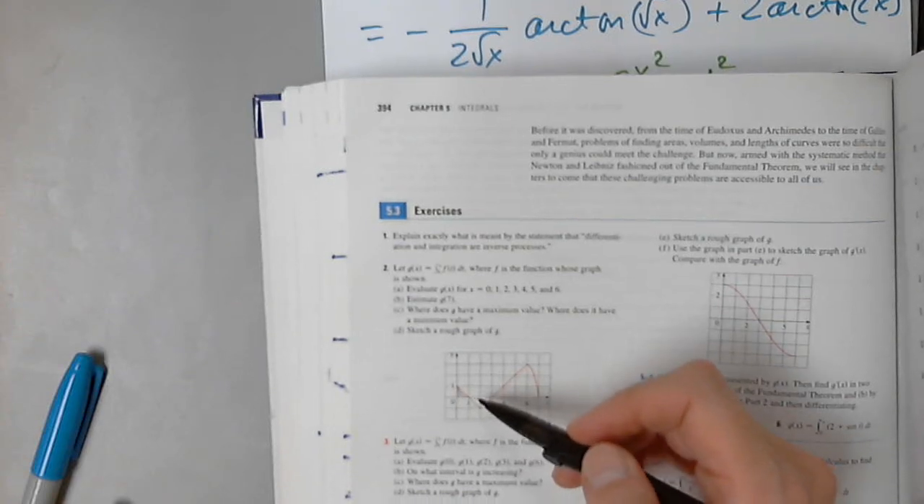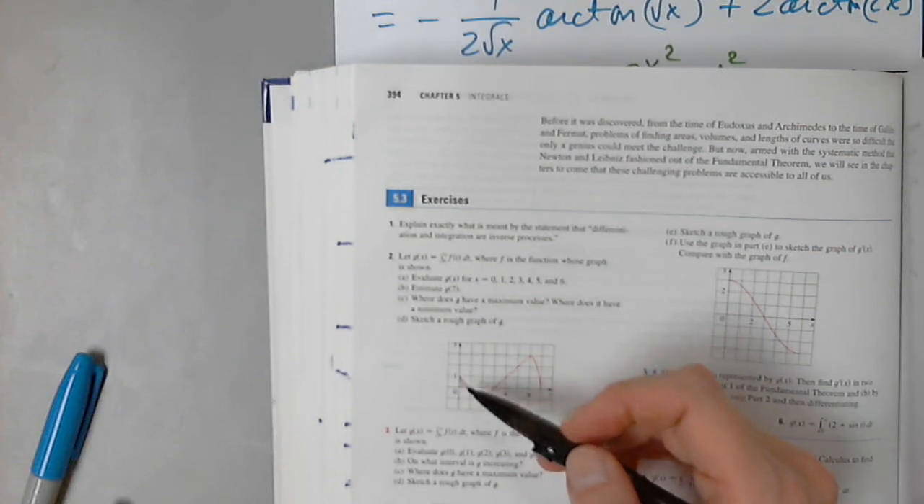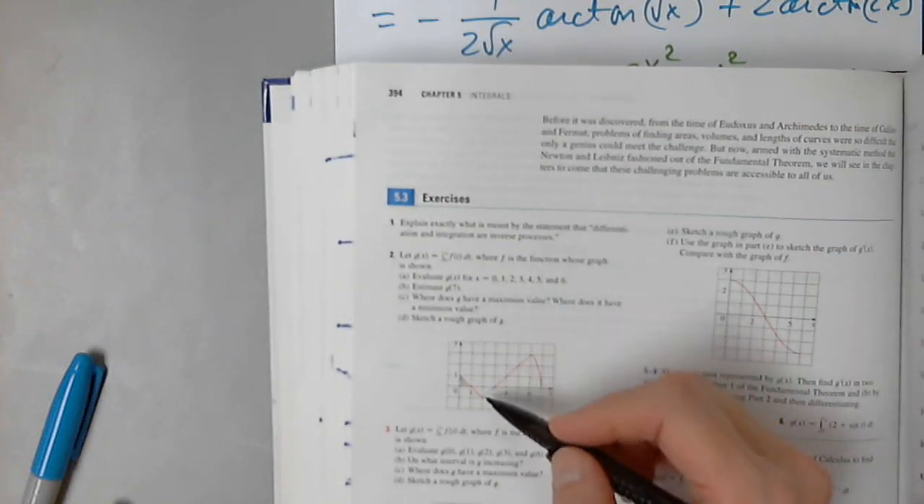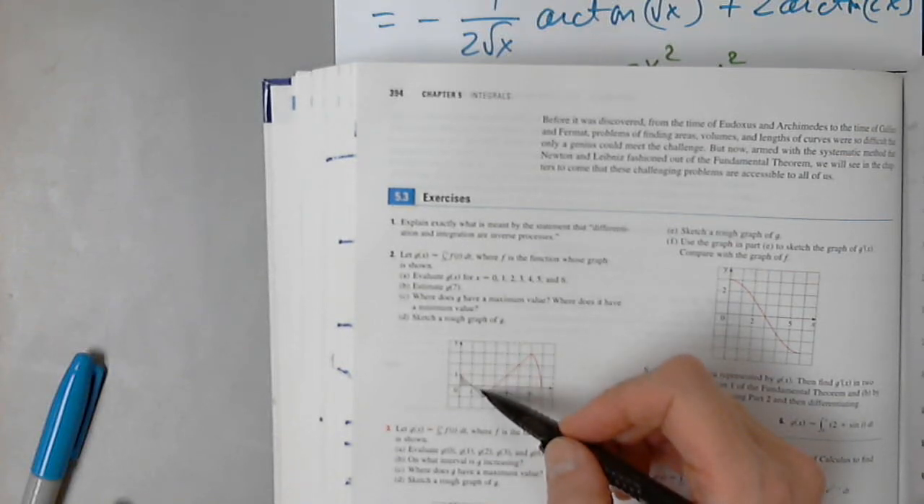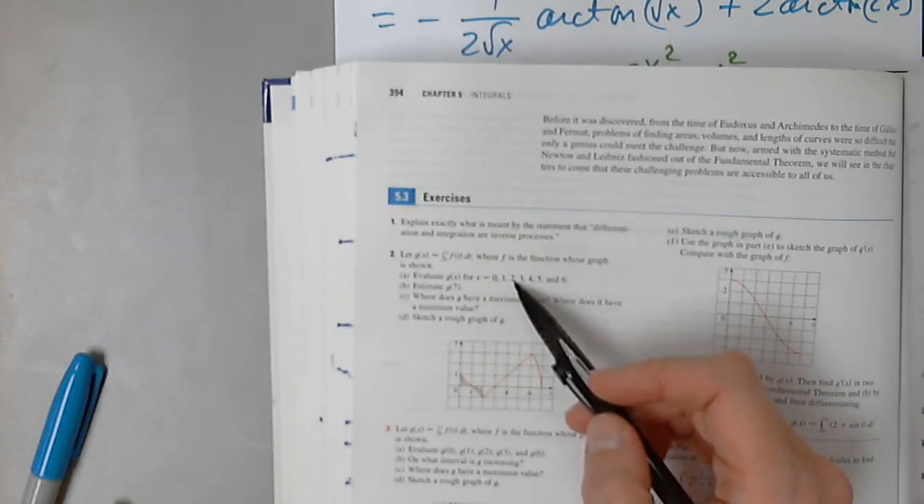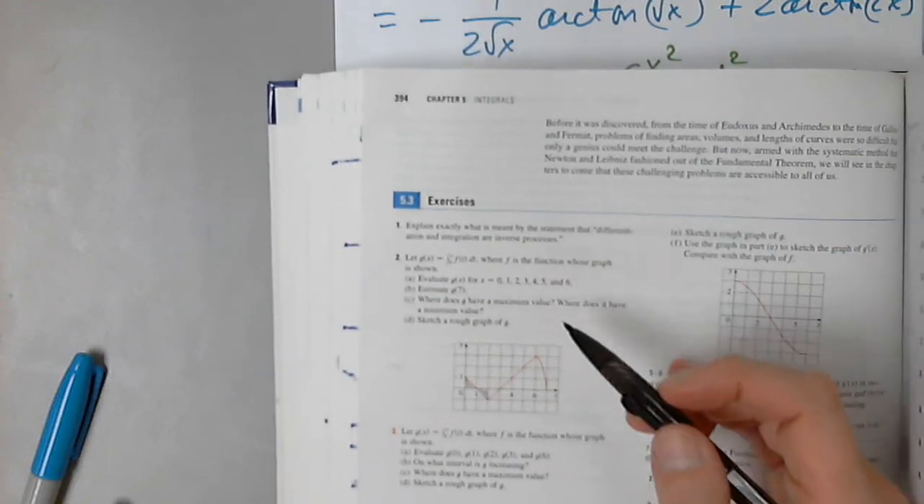Half a square of 1 by 1 is 1/2. How much is g of 2? g of 2 is this area plus this area, but they are equal and opposites. So how much is g of 2? It's 0. It's 1/2 minus 1/2, which is 0.